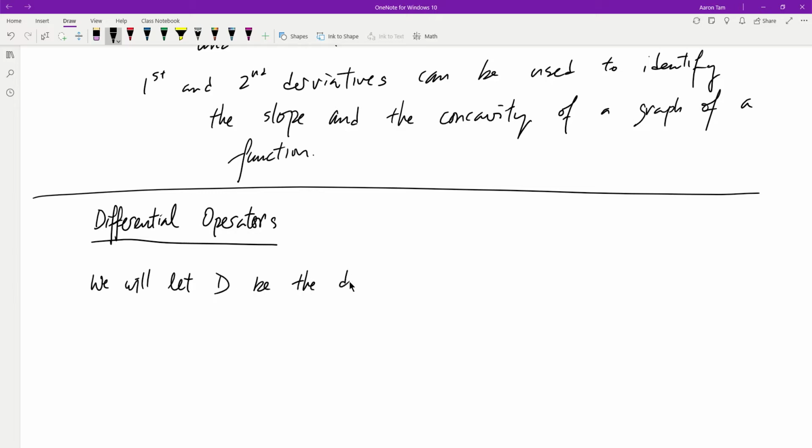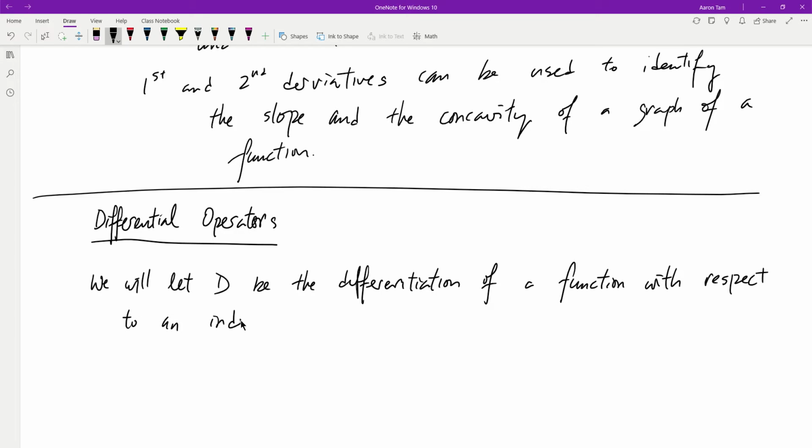Okay, we will do the following. We will let D be the derivative, or maybe technically the differentiation. That's the process of finding the derivative of a function with respect to an independent variable. We're not going to specify this independent variable in the operator notation, but it should be clear what it is from within the problem.